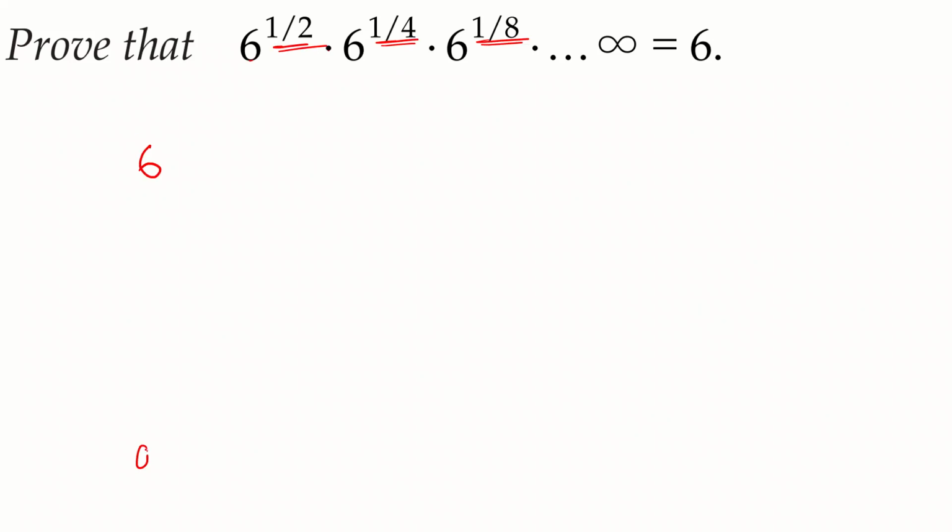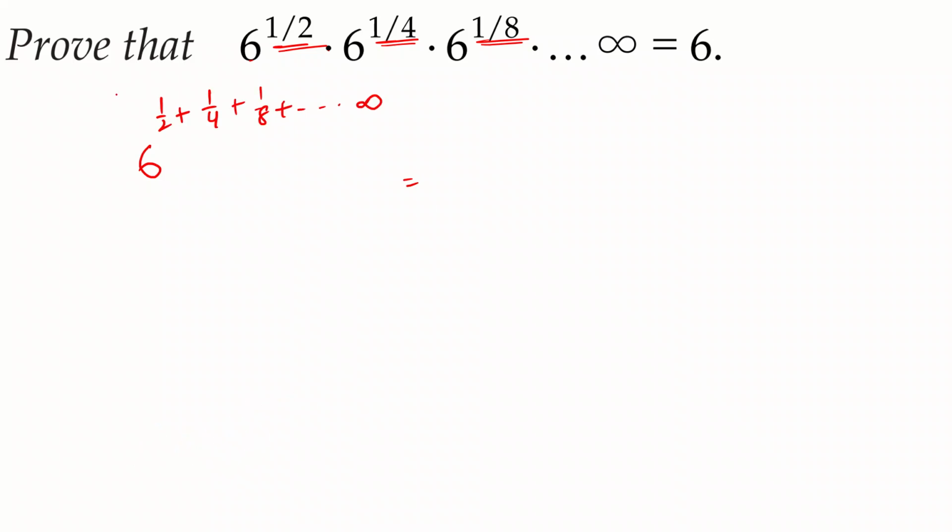It's simply because of the laws of index. a to the power of m times a to the power of n is equal to a to the power of m plus n. By virtue of this formula, we can add up all those powers. So that's what I'm going to do now. So I have 6 to the power of half plus 1/4 plus 1/8 up till infinity, and I have to prove that it's equal to 6.